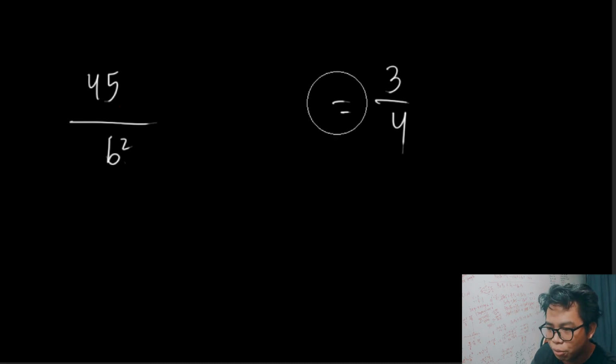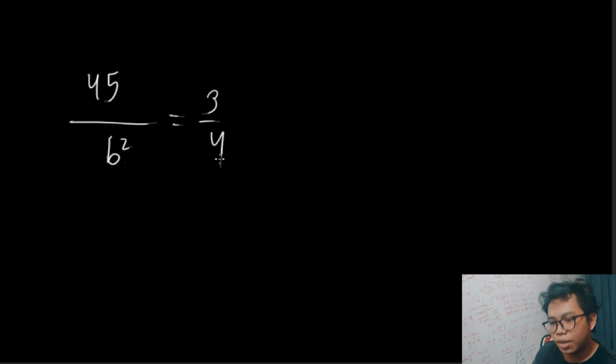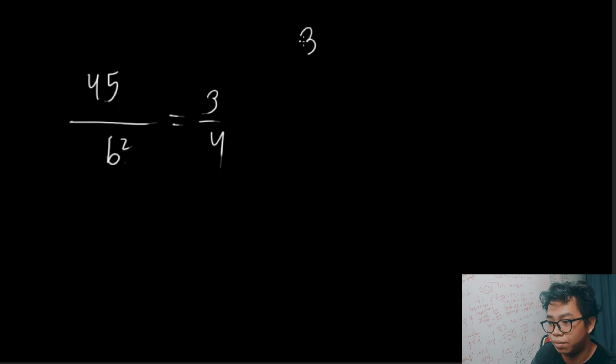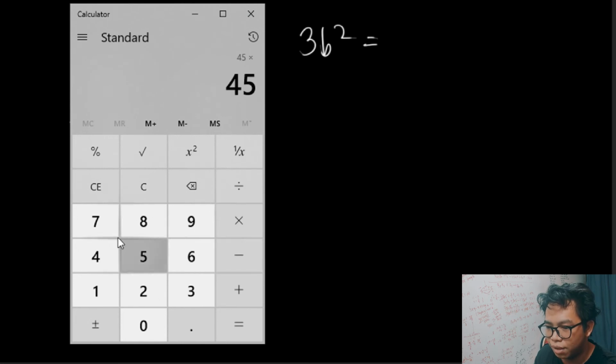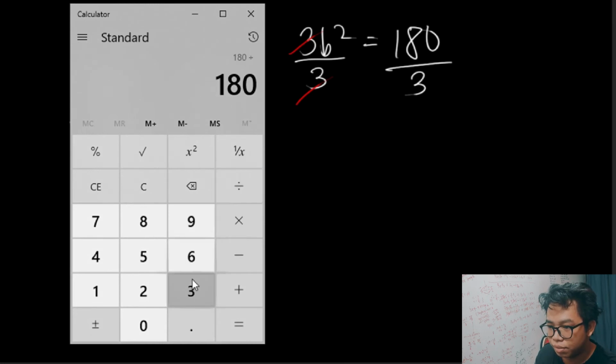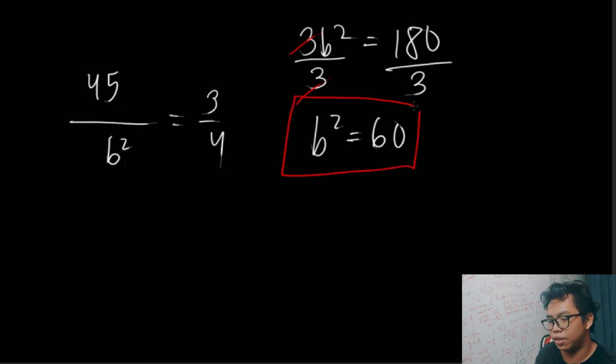Dahil ganyan na ang format, ilalapit ko para hindi kayo nalilito. I-cross multiply nyo lang pag ganito. So, b squared times 3, edi 3b squared equals 45 times 4, 180 pala. And then, divide both sides by 3. 180 divided by 3 is 60. So, b squared is equal to 60. At ayun yung hinahanap natin.